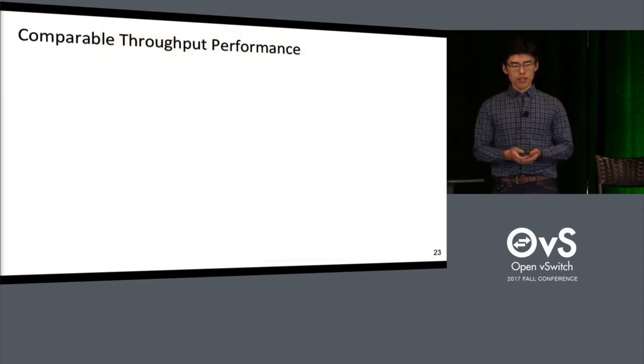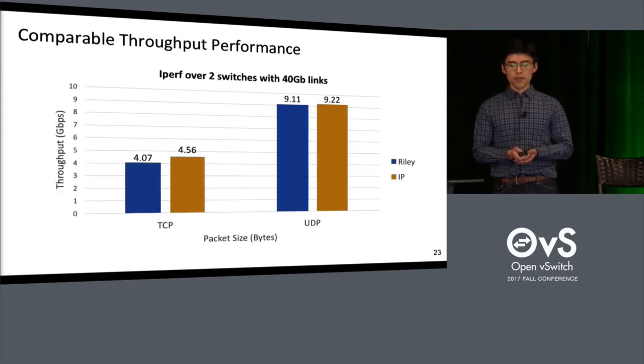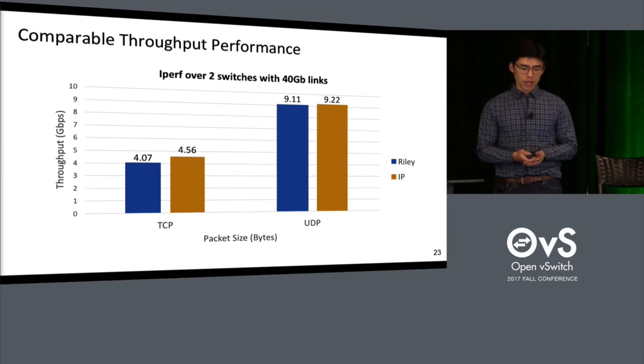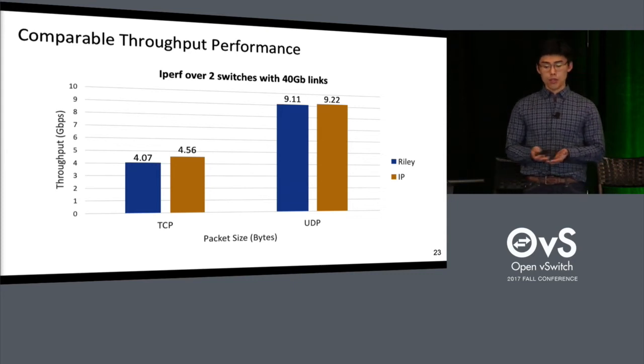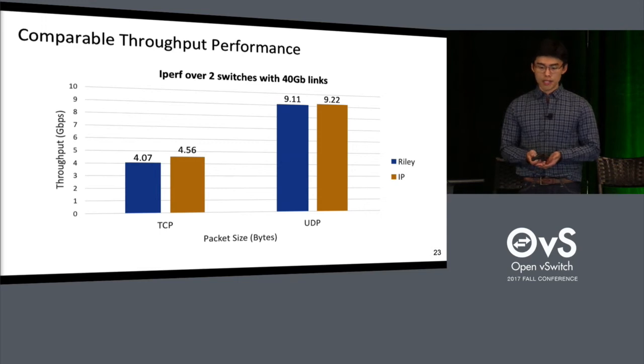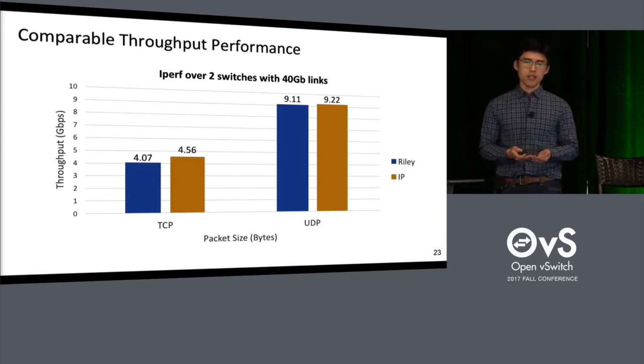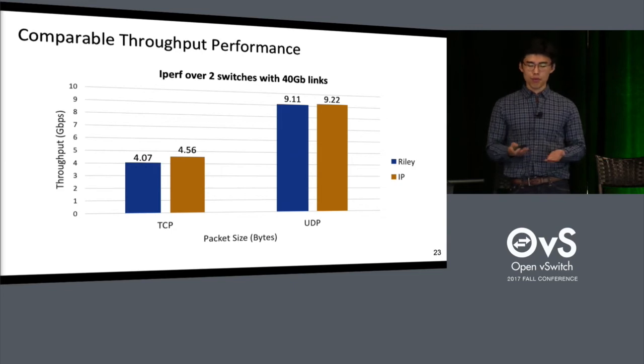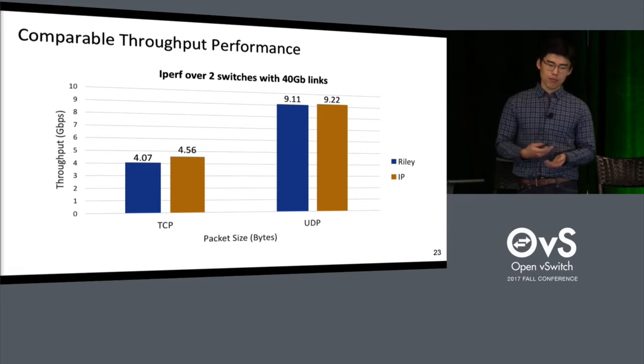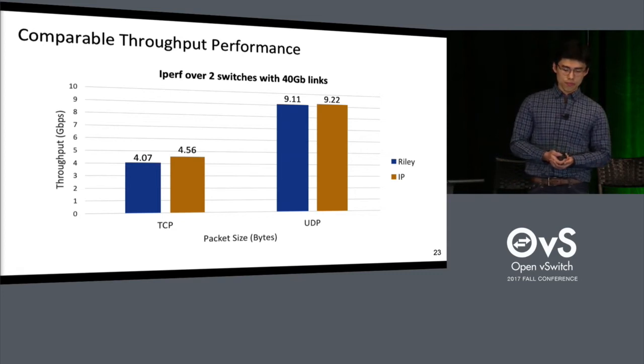So using this model, we have run some experiments using hardware Tofino switches. IP performance over two switches over a 40 gigabit link was very comparable. As you can see, there is maybe about 5% overhead using Riley protocols. And this performance overhead is mainly from our customized kernel code. We are looking to improve the kernel code and make this gap much smaller.